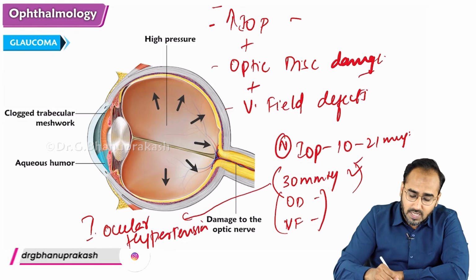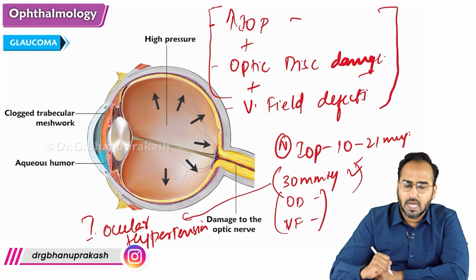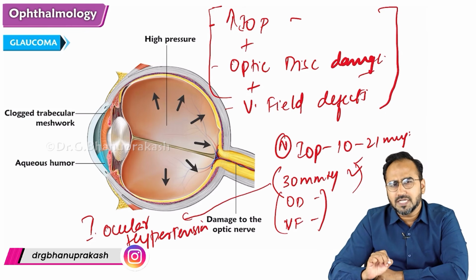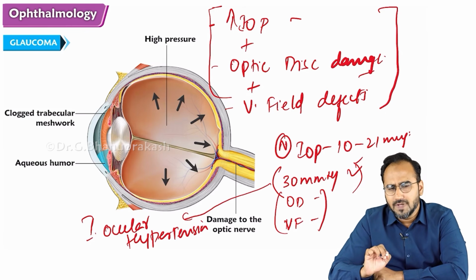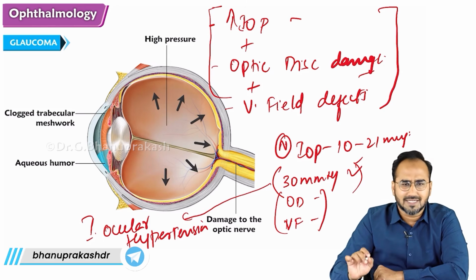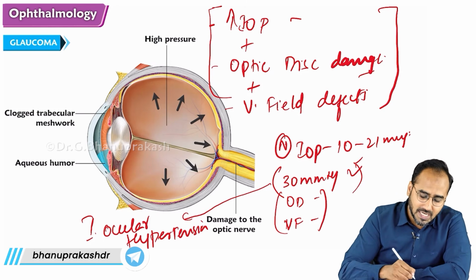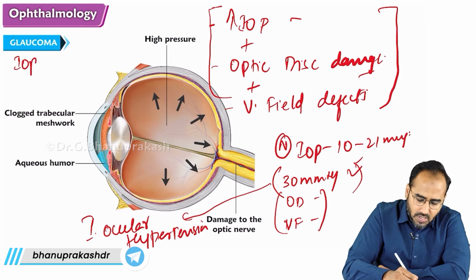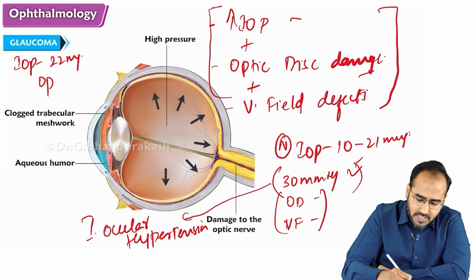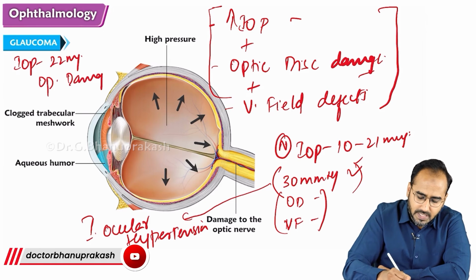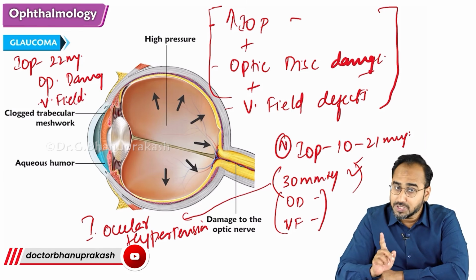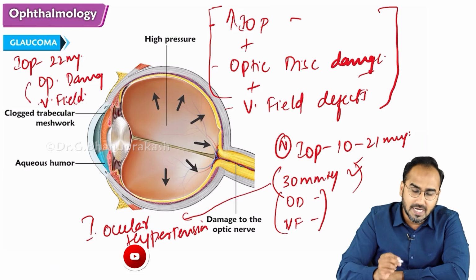So remember, for glaucoma to be defined, any two should be present among these three. Imagine a patient is coming with raised intraocular pressure with optic disc damage, but did not develop visual field defects. Yes, it is a case of glaucoma. Imagine a patient coming with an intraocular pressure of 22 mm of Hg, and he is having optic disc damage and visual field defects. Is it a case of glaucoma? Yes, sir. Why? Because two things are present.